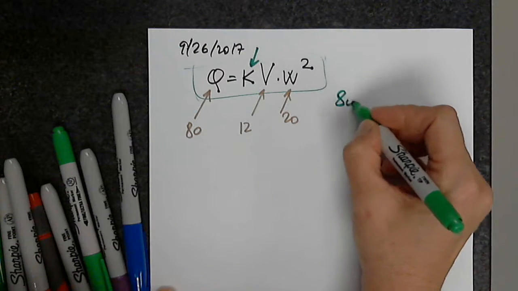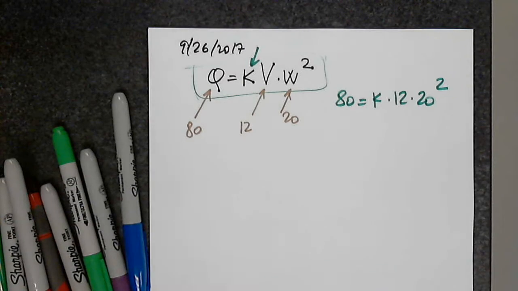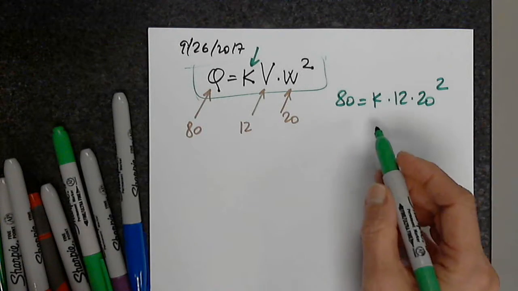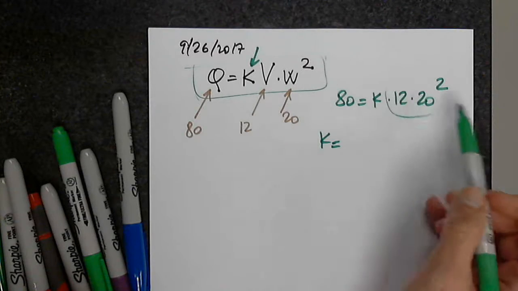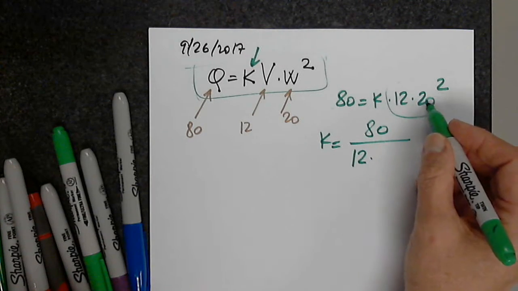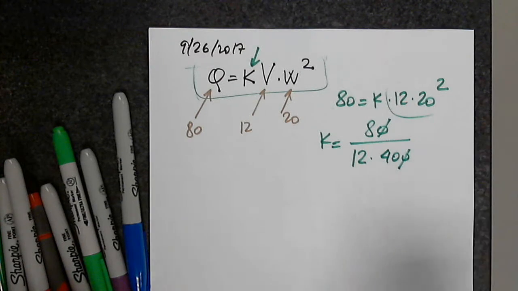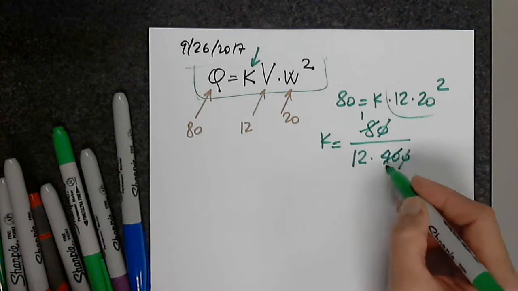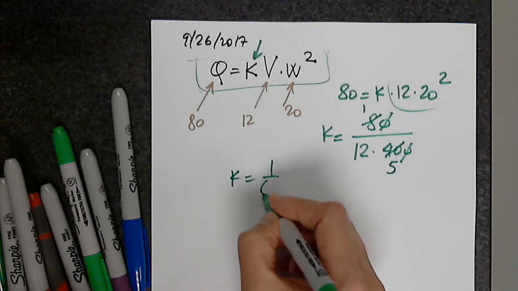So 80 equals K times 12 times 20 squared. Any questions so far? Therefore, I have to divide both sides by this number. I don't care to multiply it right now. I would like to do this and then say 20 squared is 400. Then I see that I can cross out a 0, and I can cross out an 8. So therefore, K equals 1 over 60.